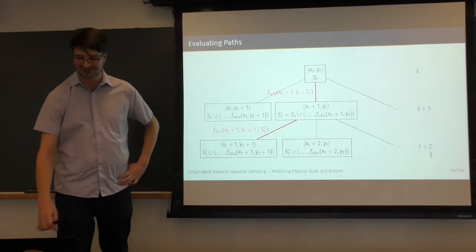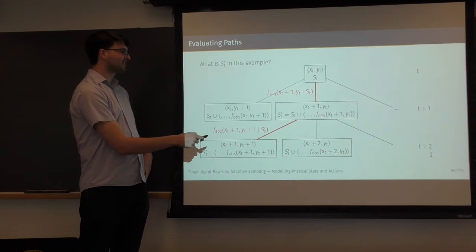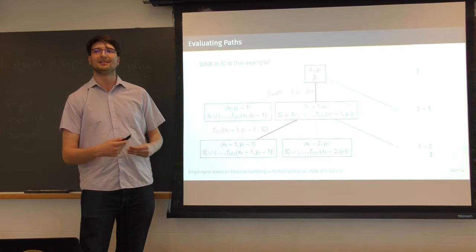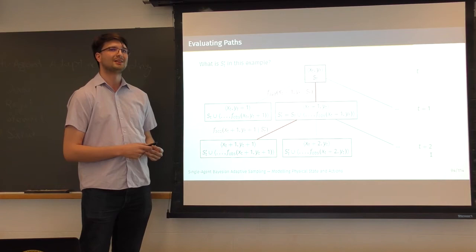The challenge is the reward of taking this action from this state depends on the samples that we've taken, like the sample we have when we're in this state. And we don't know what that sample will be until we are actually in that location and we actually take a sample at that location. So does that make kind of sense to everyone? I see some nodding. Okay, great.